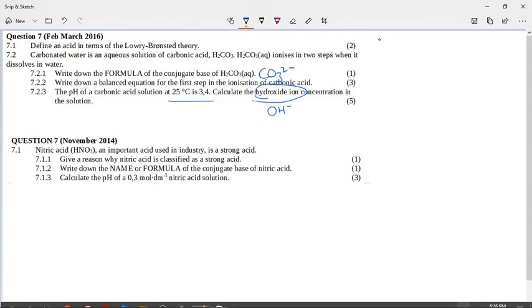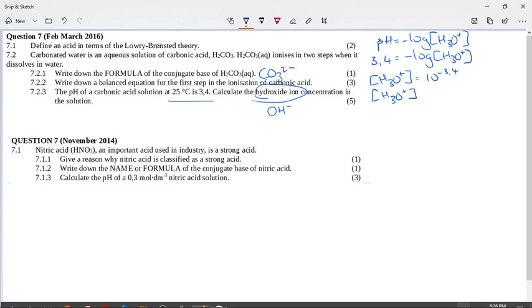So from the pH and the pH formula, we can calculate very easily what the hydronium ion concentration is. So 3,4 equals minus log H3O plus. So the concentration of the hydronium ions is going to be 10 to the power of negative 3,4, which will end up being 3,981 times 10 to the negative 4. So you should keep that in your calculator. That's probably the first 3 of the 5 marks.